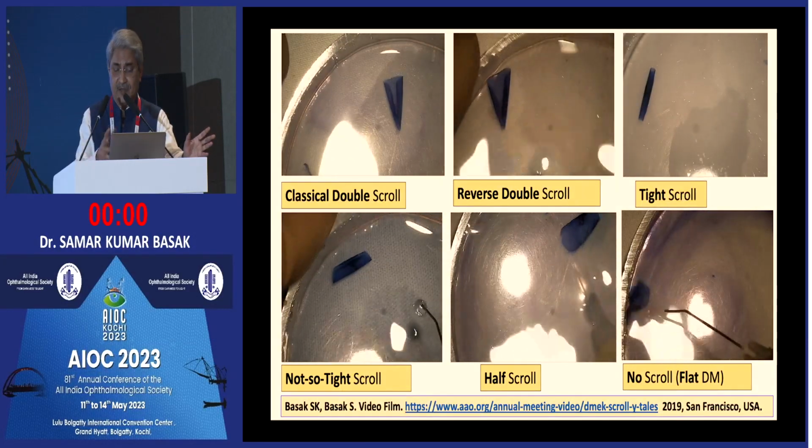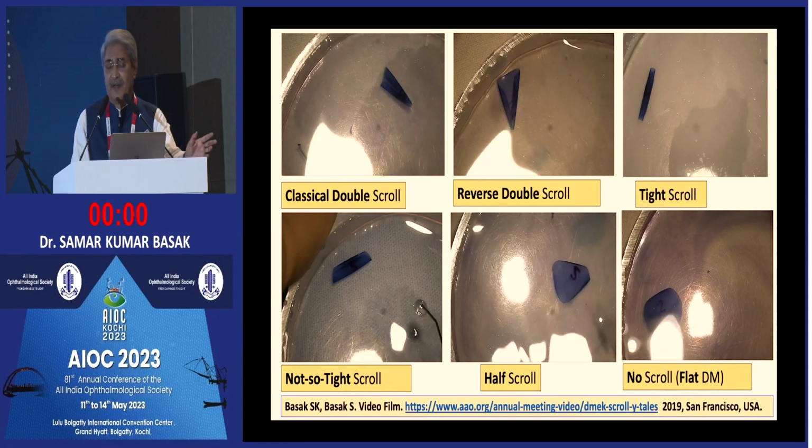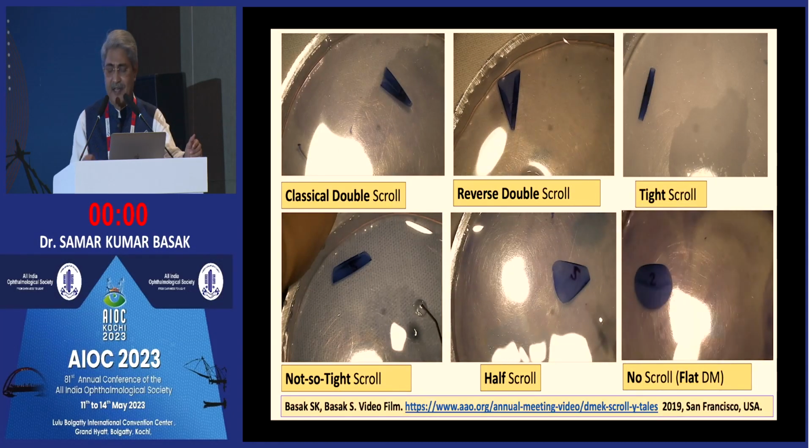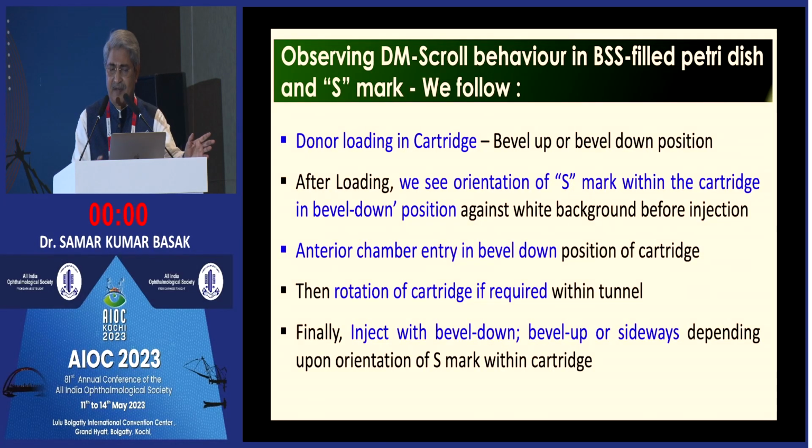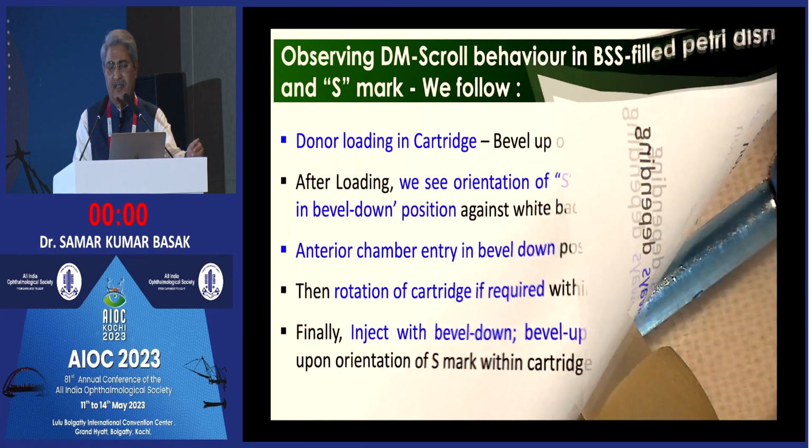I used to see all these different types of scroll. During loading, I try to orient my graft, and there are certain principles. Like I try to see the S mark inside the cartridge, and because we always go in bevel down position, but while injecting you can be bevel down, you can be sideways, you can be bevel up. You have to rotate your injector system that way.